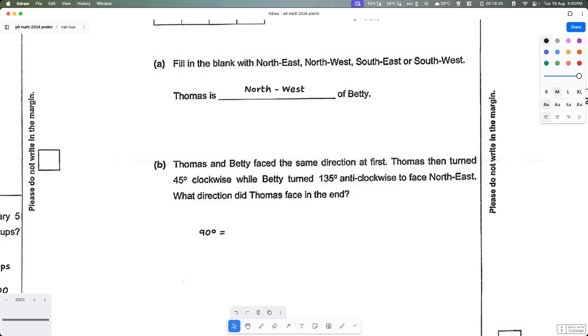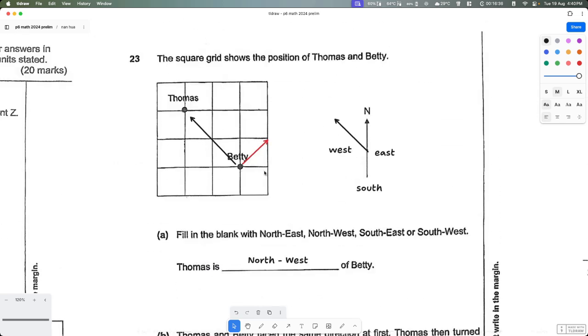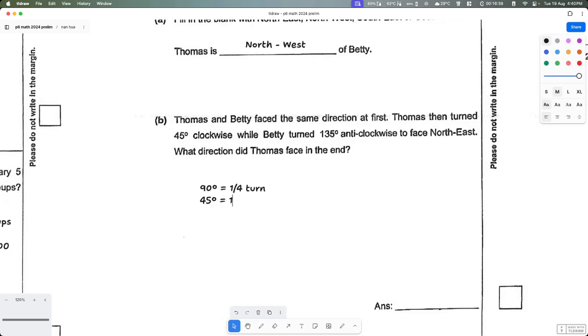Wait. 90 degrees is one quarter turn. Okay, I was confused. 45 degrees, right? One quarter or one square turn, right? 45 degrees is half of one quarter turn. So that means 135 is equal to one quarter plus half of one quarter. One quarter plus half of one quarter. Okay, all right, so now we know that.